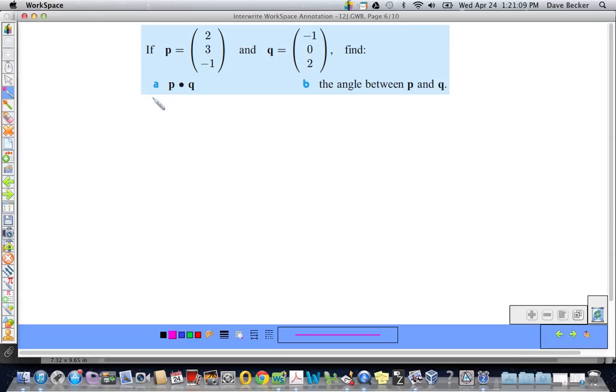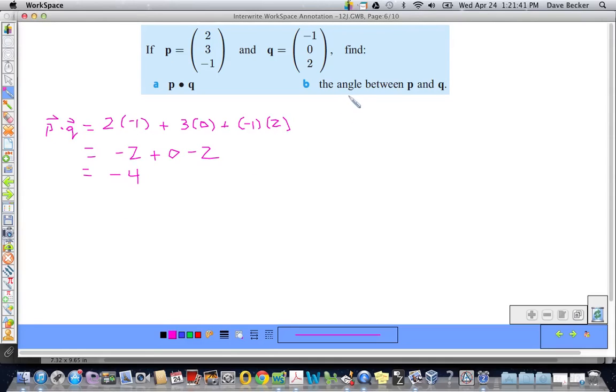We're going to start off by finding the dot product of P dot Q. So vector P dot Q is equal to the sum of the product of corresponding components. So that would be 2 times -1 plus 3 times 0 plus -1 times 2. And that's -2 plus 0 minus 2. So this dot product is -4.